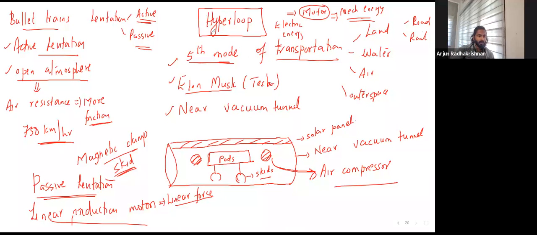And what is the speed? Why is this called hyperloop? Is it traveling at hypersonic speed? No. The speed of hyperloop is 1200 km per hour, which is almost 340 meters per second, which means it is sonic. It is traveling almost at the speed of sound only.